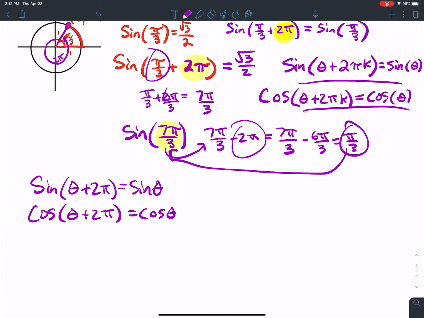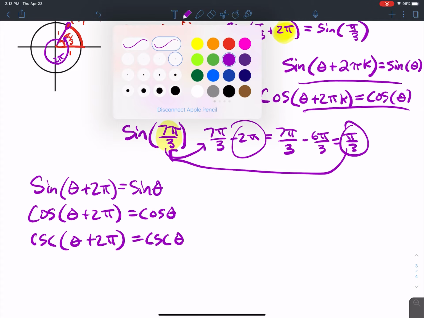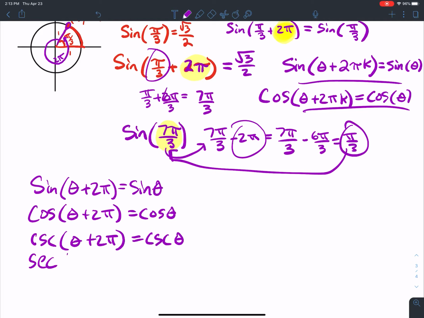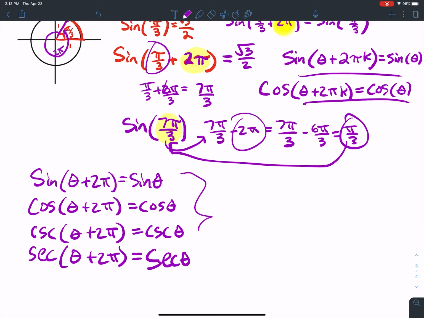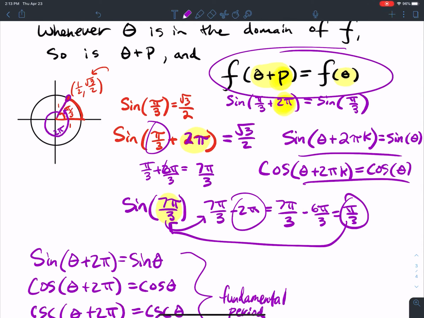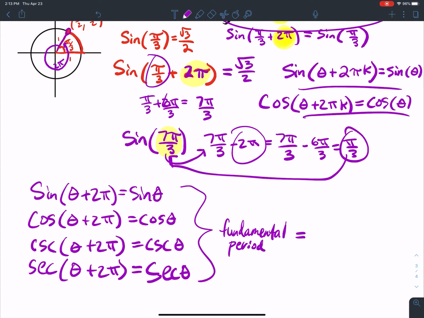We know cosecant theta plus 2 pi is equal to cosecant theta. We know that secant theta plus 2 pi equals secant theta. So all of these have fundamental period, that's the smallest number p such that the above equality is true, the fundamental period of 2 pi.